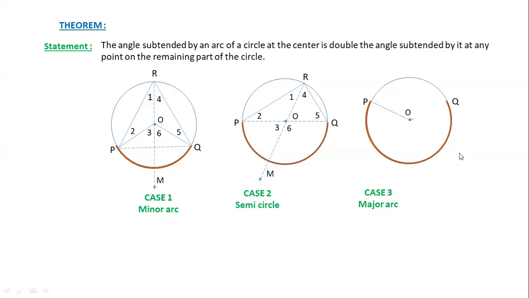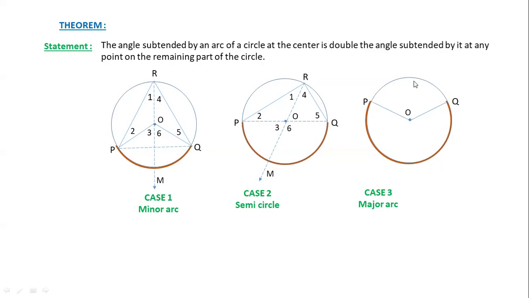Join OP, OQ. So here this angle is a reflex angle actually. It is more than half, so it's not a small angle, it's not an acute angle. An angle which is more than 180 degrees, we call it a reflex angle. So here this particular angle is a reflex angle. Clear?